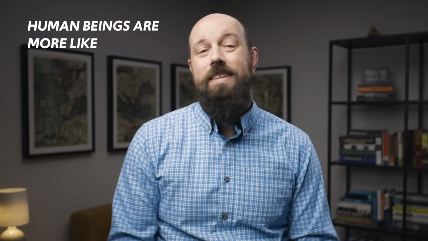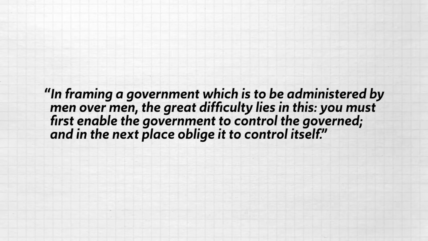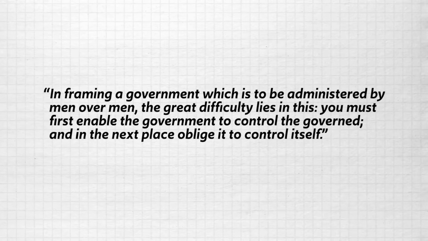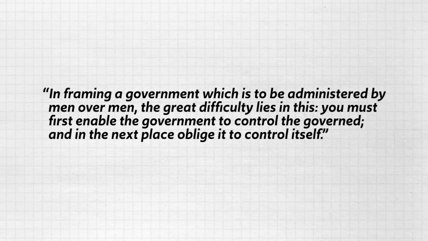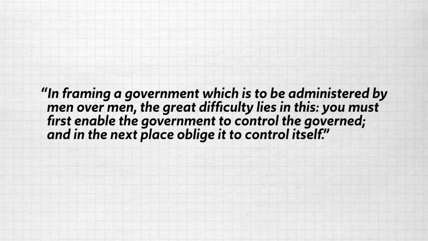In Madison's estimation, human beings are a lot less like angels and more like selfish, sentient turds dressed up in clothes. So in light of that, human beings need a government, and that government is there to protect the liberty of the people. And so supposing we agree on that, the next question is, how do we create a government that both has the power to protect liberty while at the same time does not have enough power to destroy liberty? Madison says it this way: in framing a government which is to be administered by men over men, the great difficulty lies in this: you must first enable the government to control the governed, and in the next place oblige it to control itself.